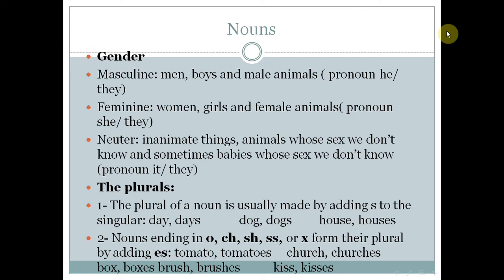Egg, eggs. For example, star, stars, boy, boys, and so on. Number 2, nouns ending in O, CH, SH, double S, or X form their plural by adding ES. Tomato, tomatoes, potato, potatoes, charge, charges, box, boxes, brush, brushes, kiss, kisses.